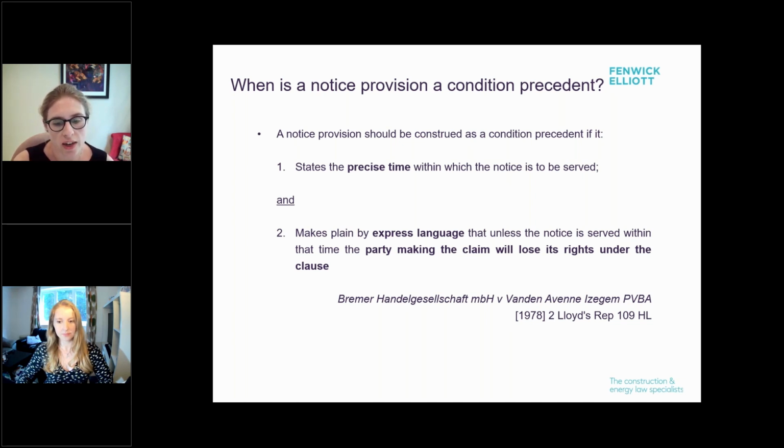Now, Bremer versus Vanden is a House of Lords case, but the case law since then has seemed to move on slightly.